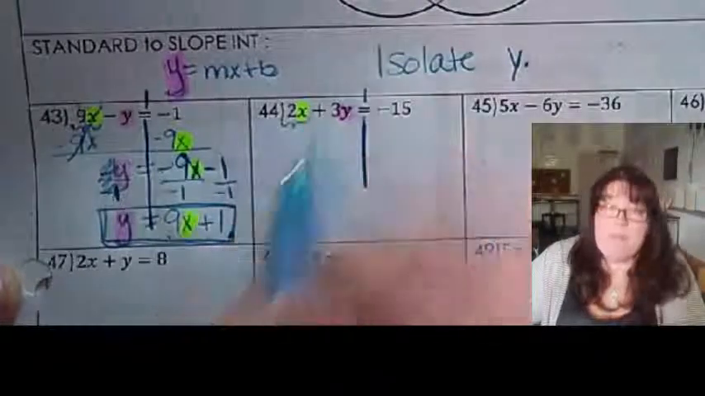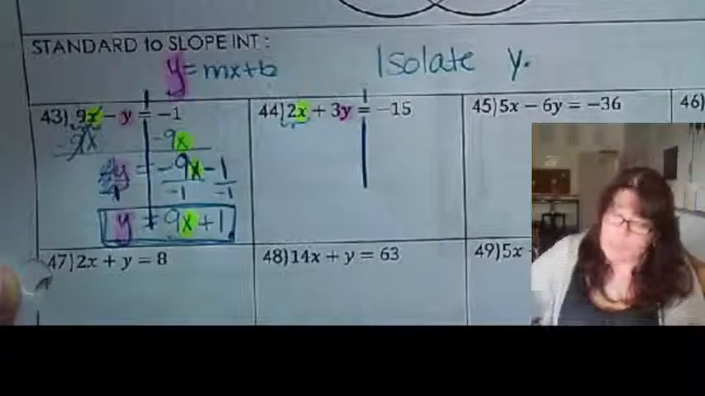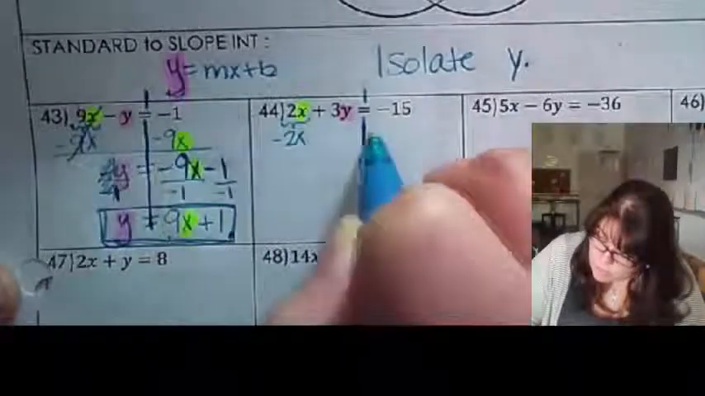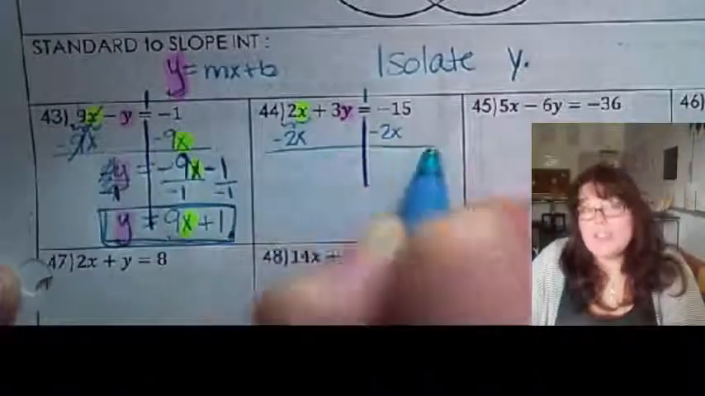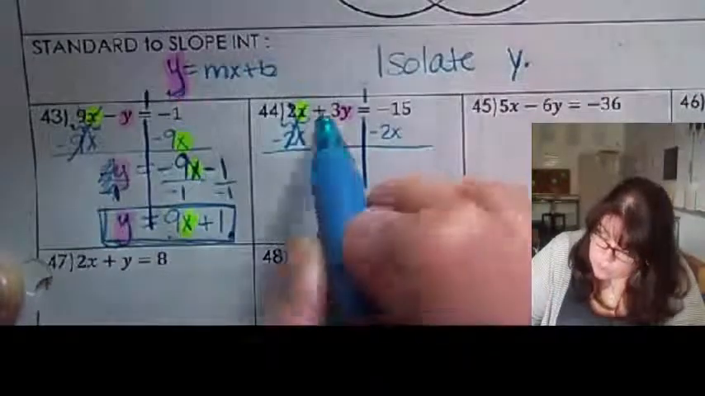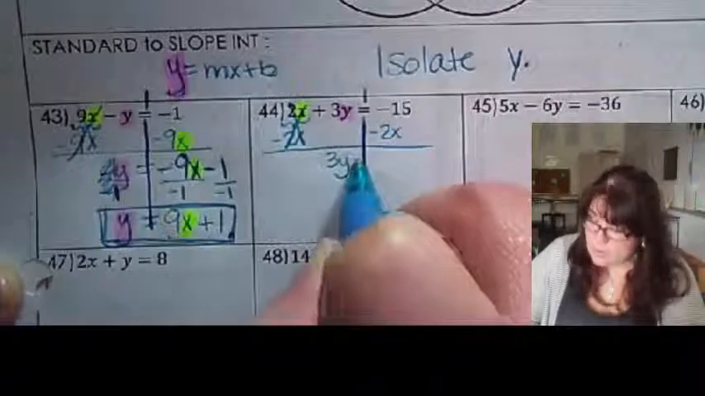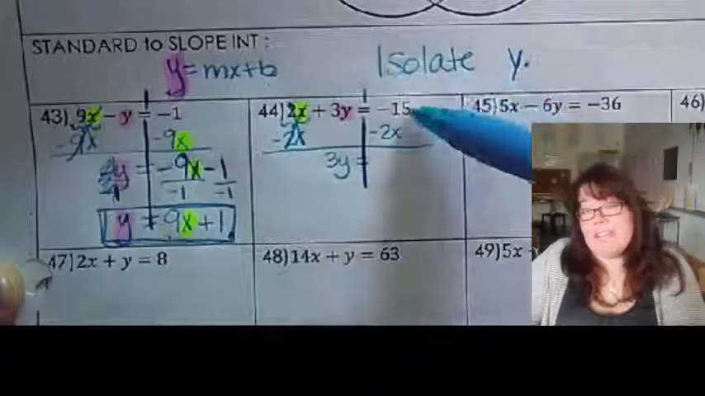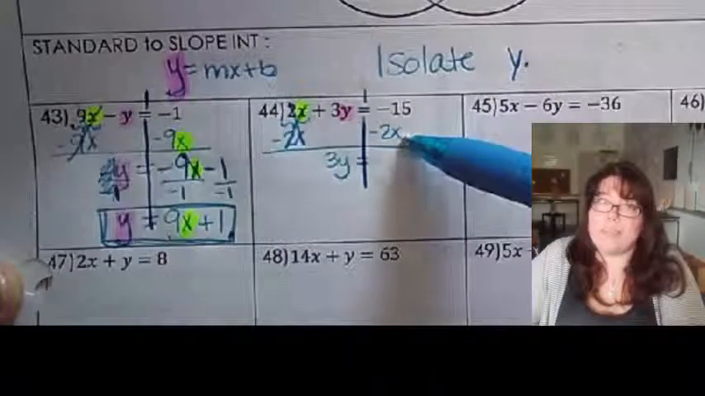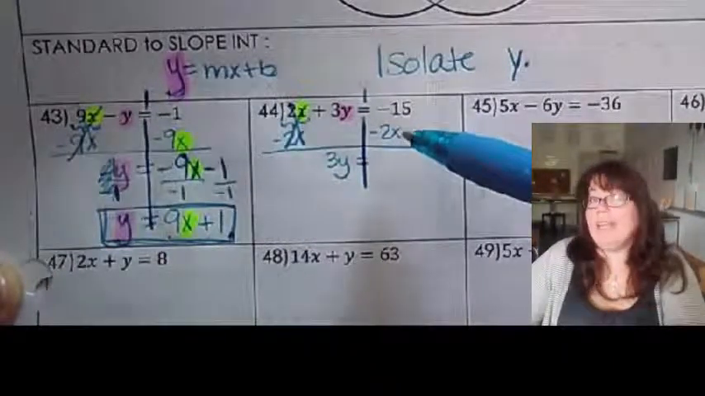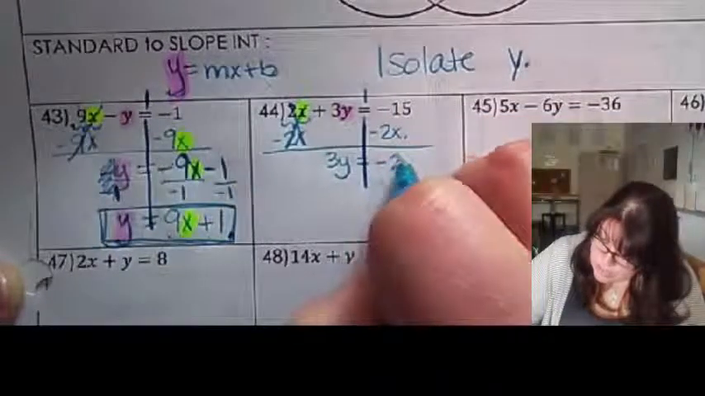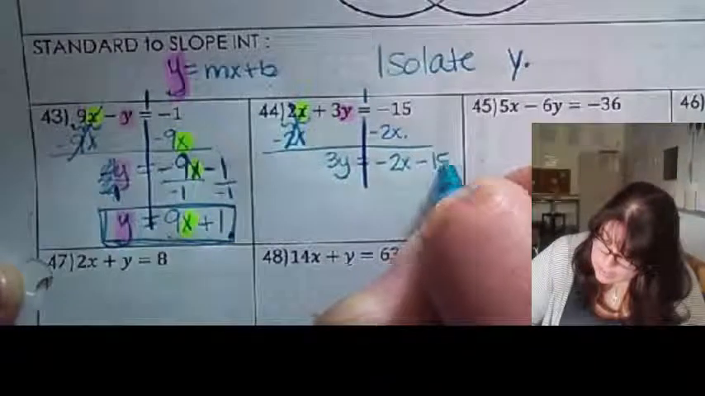First things first, I'm going to move this whole 2x term over to the other side. It's a positive 2x, so I'm going to do the opposite with a negative 2x. When I do that, it will cancel on the left, bringing me down with just 3y. Still equals. Now, negative 15 and negative 2x, I can't combine them. One has an x and one doesn't. So I'll write it out as one long equation, and that's fine. Negative 2x first, and then negative 15 at the end.